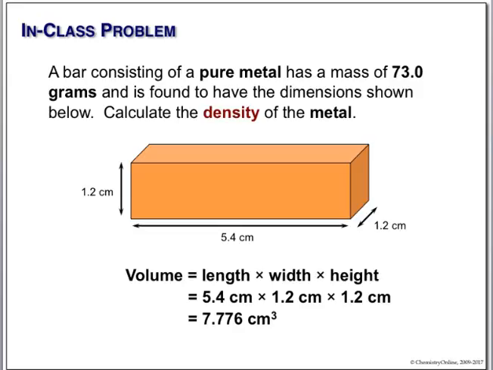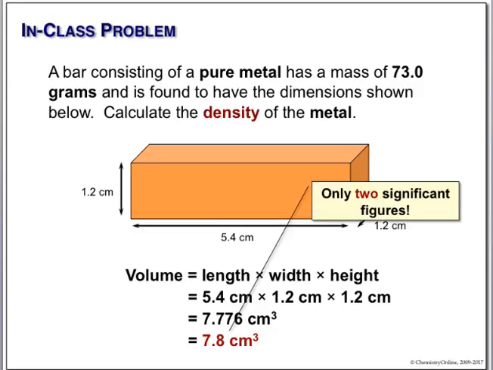Here we're rounding a 7. That means the preceding digit is going to go up by 1, and this is 7.8. We keep 2 significant figures because all of these values only have 2. If this was 3, that was 3, and this was 2, you would still round only to 2. So this is our volume, 7.8 cubic centimeters.